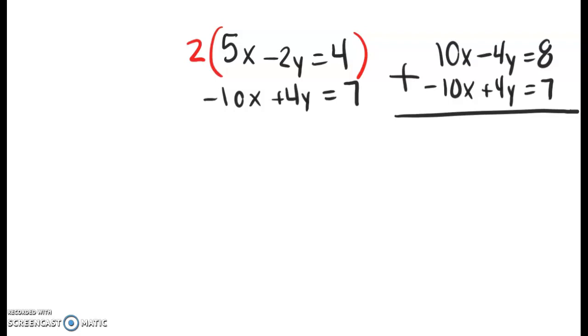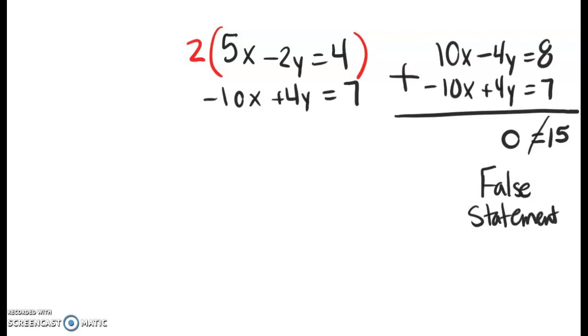The x's eliminate. Well, actually, the x's and the y's eliminate. So I end up with 0 here. And on the other side, I end up with 15. 8 plus 7 is 15. Well, 0 is not equal to 15. And so that is a false statement. And when I get a false statement, I'm going to say that's no solution.